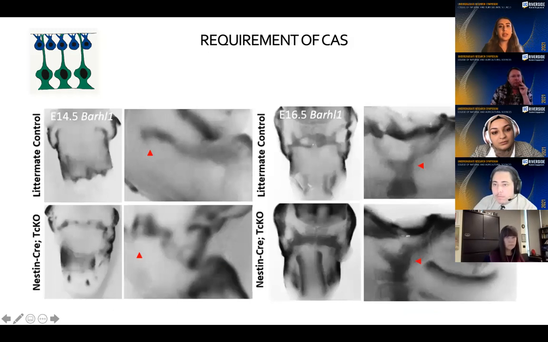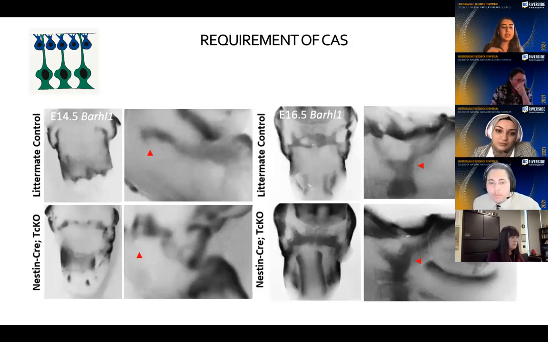So now that we know that the Cas genes are present in the pontine neuron migration path, we wanted to see what would happen if we were to remove the Cas genes with the CRE-LOX system that I was explaining before. So first we removed it from both the glia and the neurons using the nestin CRE. And to see the requirement, we looked at E14.5 right here.